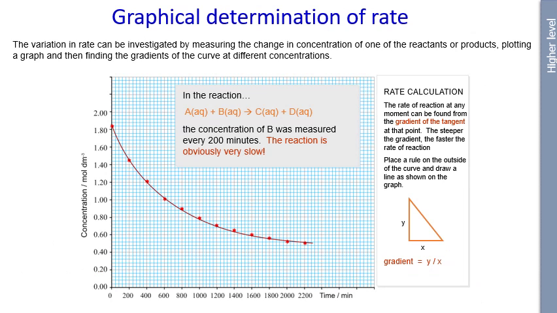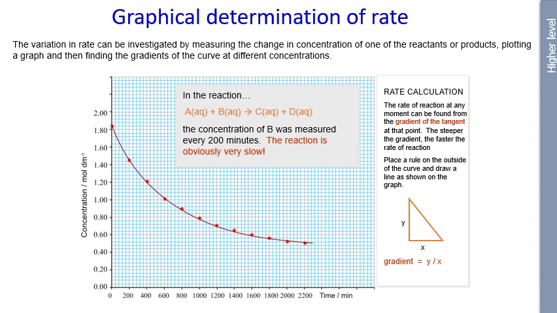As previously discussed, the only way you can determine the rate constant at particular points is by graphically determining it through experiment. The variation in rate can be investigated by measuring the change in concentration of one of the reactants or products, plotting a graph, and then finding the gradients of the curve at different concentrations, essentially at the tangent. So here's a reaction in solution. A reacts with B to form C plus D, and the concentration was measured by the experimenter for B every 200 minutes. You can see it's quite a slow reaction.